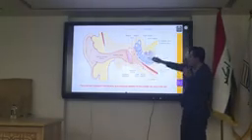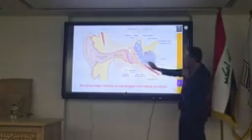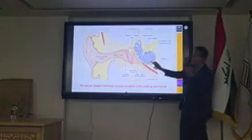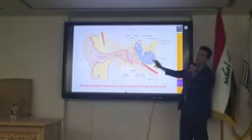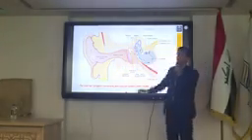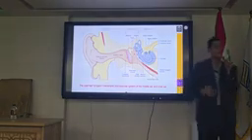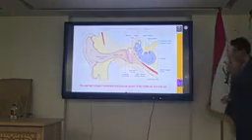In the inner ear we have the vestibular apparatus and cochlea. The cochlea is the main organ for hearing. The vestibular apparatus is the main organ for equilibrium and balance, right?